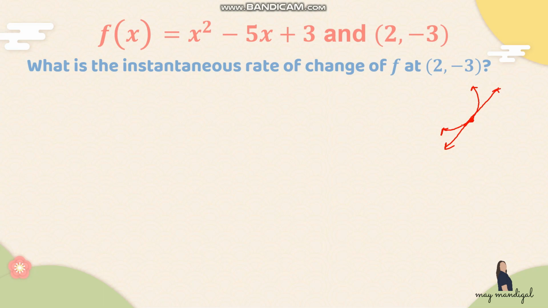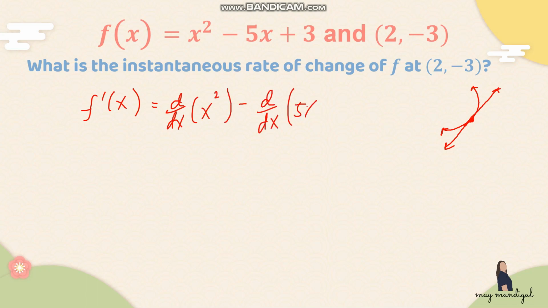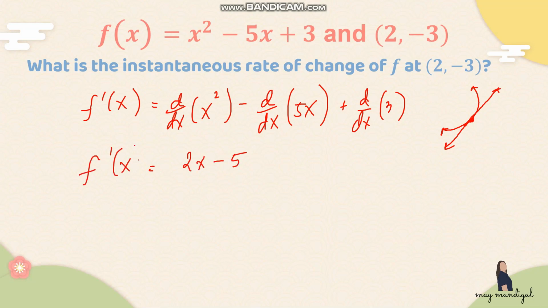In order to do that, the first thing we have to do is get the derivative of our function. So this is our function. Let's get the derivative of that. Since there are 3 terms separated by addition and subtraction, we can just get the derivative of each of them. The derivative of x squared is 2x, minus the derivative of 5x, plus the derivative of 3. So here we have 2x minus 5. This now is the derivative of our function.